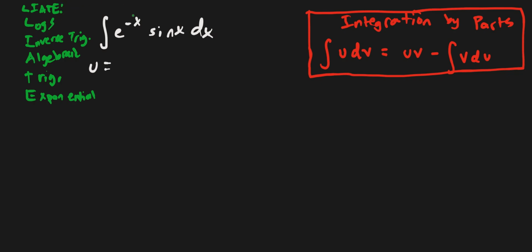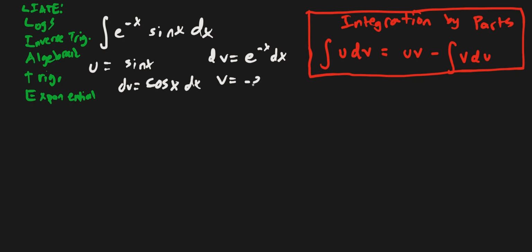Okay, now that we have all of this, we can set our u equal to what? Sine x, because that's what's before. So u is equal to sine x. And then du is going to be equal to positive cosine x dx. And then our dv is going to be set equal to the remaining, which is e to the negative x dx. And then v is just the antiderivative of this. And the antiderivative of e to the negative x is just negative e to the negative x. Plus c, we don't have to add that.